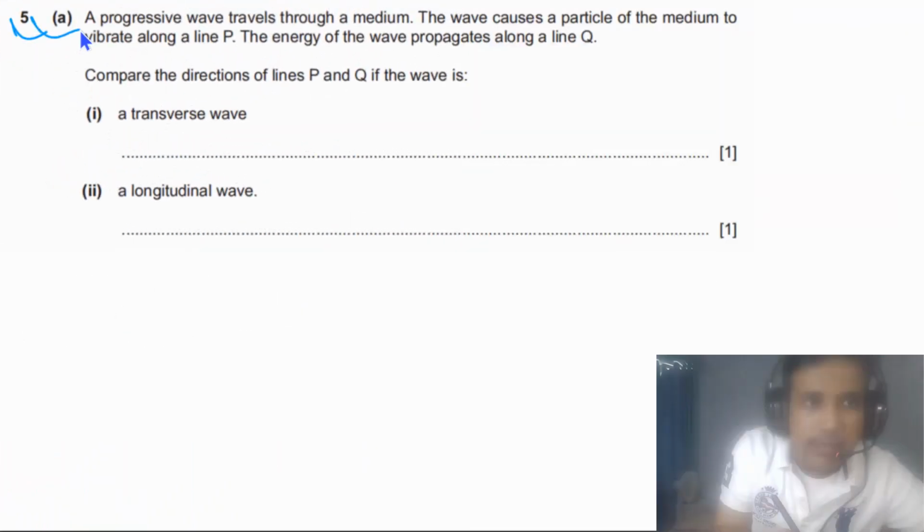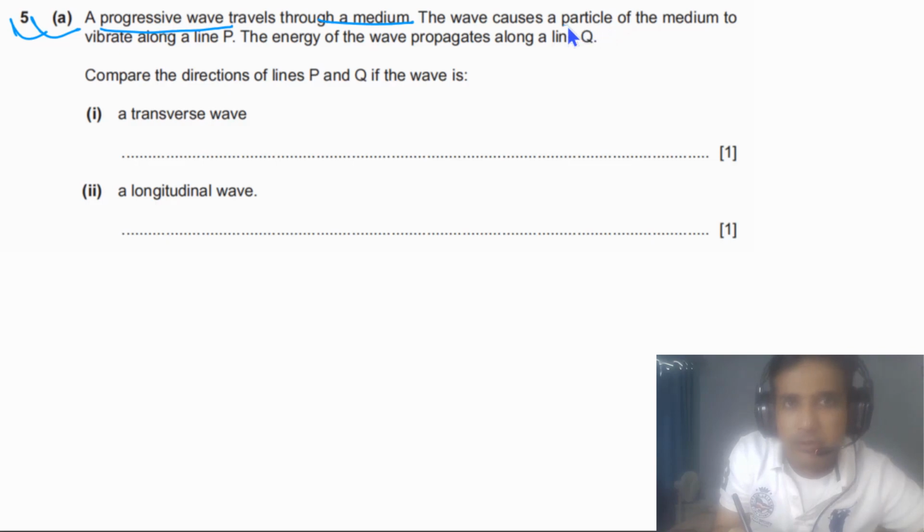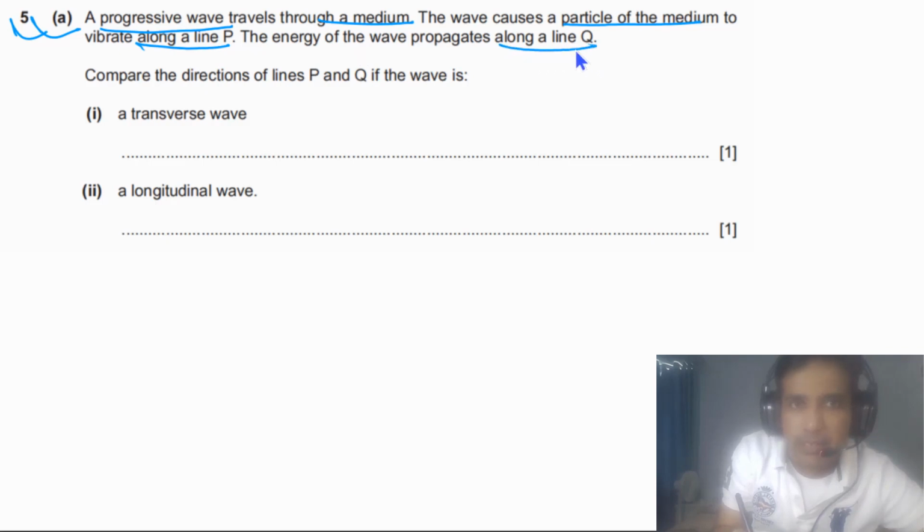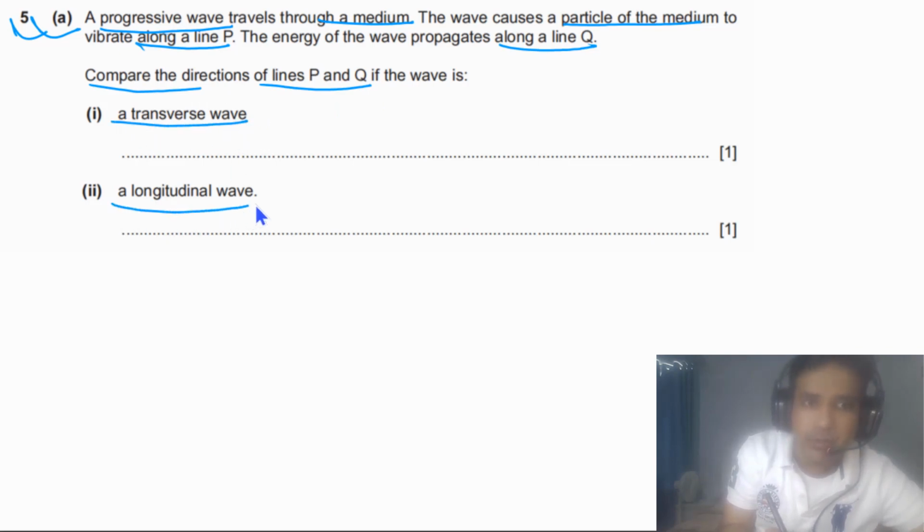Question 5, part A says, a progressive wave travels through a medium. The wave causes a particle of the medium to vibrate along a line P. The energy of the wave propagates along a line Q. Compare directions of lines P and Q if the wave is a transverse wave and if the wave is a longitudinal wave. So first of all, for a transverse wave, imagine that the wave is traveling to the right.